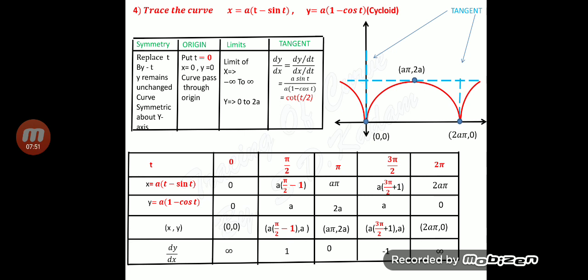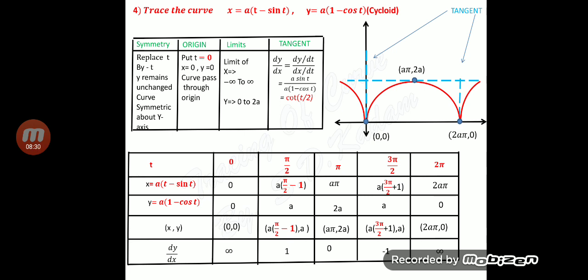Always the cycloid is symmetric about the y-axis. Limits of x and y are always the same for the cycloid. The origin will change as per the table and the values we are getting in the table, and the tangent every time we have to find in this way only: dy by dx, taking the ratio and finding the value of dy by dx after simplification. Next, we know the table. For the table, the values of t are fixed, that is 0, pi by 2, pi, 3 pi by 2, 2 pi. Always we have to consider these values only.